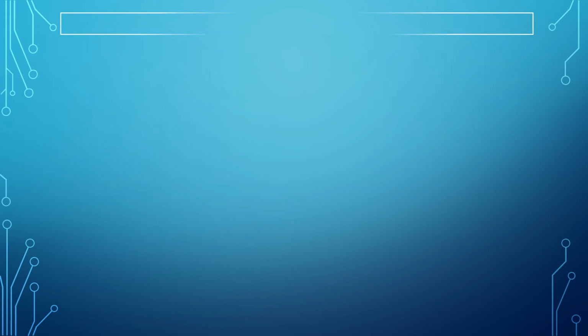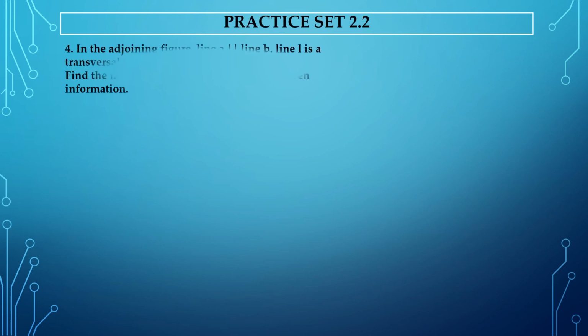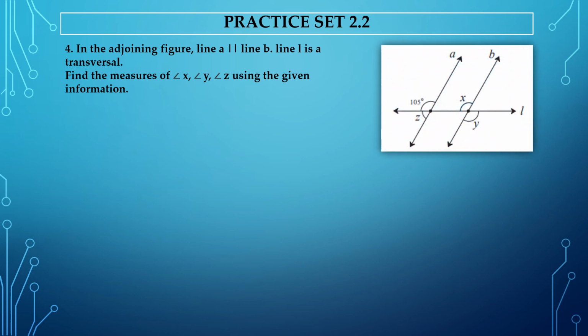Now, next question, students. What is given in the fourth question? In the adjoining figure, line A is parallel to line B and line L is a transversal. Can you see this figure? Line A is parallel to line B. Both lines are parallel, and the transversal is line L. Now you have to find angle X, angle Y, angle Z.